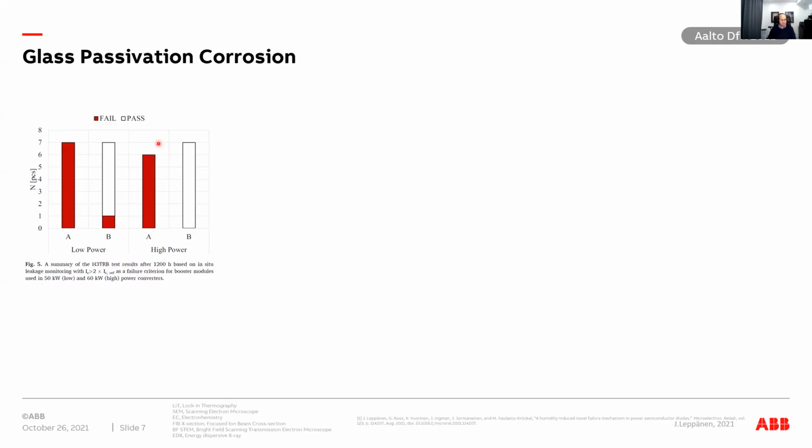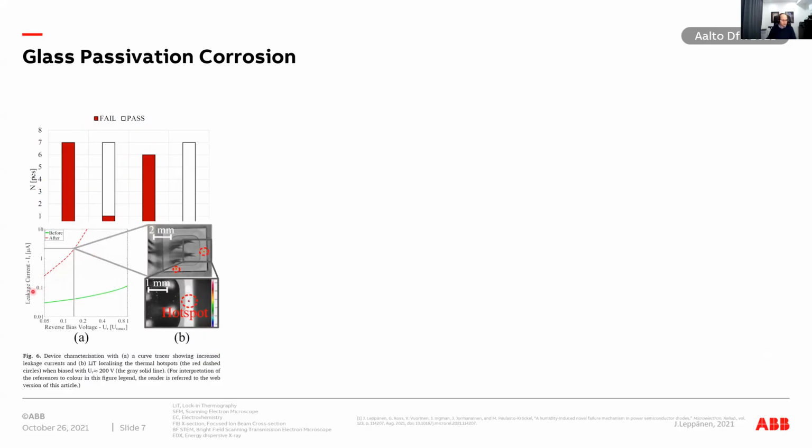So what we found out, this is a leakage characteristic measurement from one sample. Before the test, it was like this, and after the test the leakage current was really high, and we decided to go into the lock-in thermography microscope, where we can see the thermal hotspots.